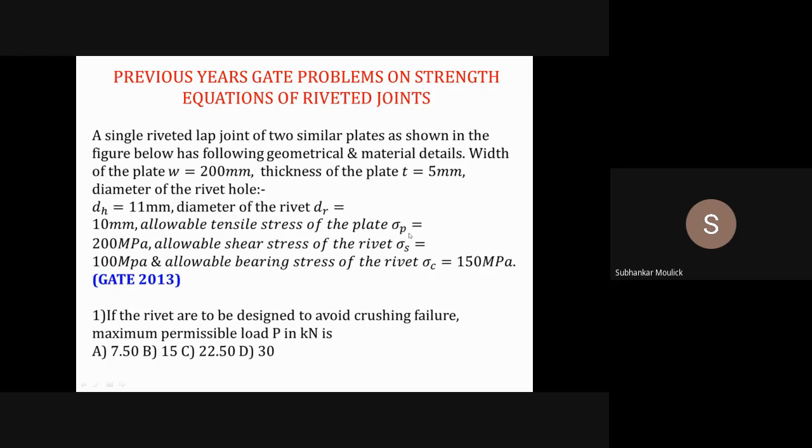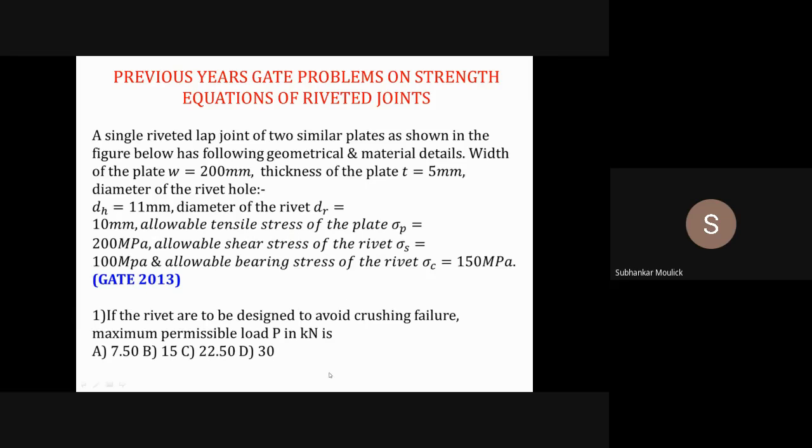Allowable tensile stress of the plate given to you is 200 megapascal. Let it be sigma T or sigma P. Allowable shear stress of the rivet, sigma S or tau S, is 100 megapascal, and allowable bearing stress of the rivet, sigma C, that is crushing stress, is 150 megapascal. So the first question they are asking is, if the rivet is to be designed to avoid crushing failure, what is the maximum permissible load P in kilonewton?